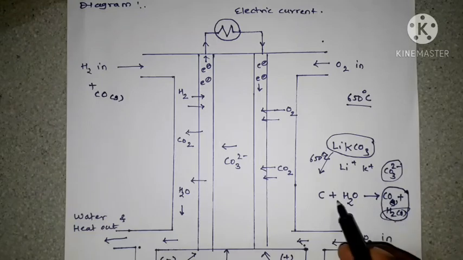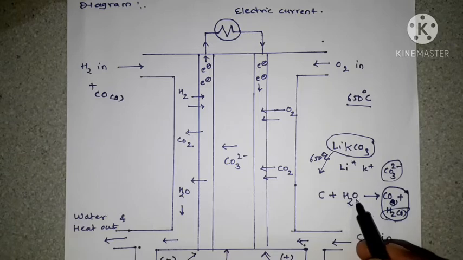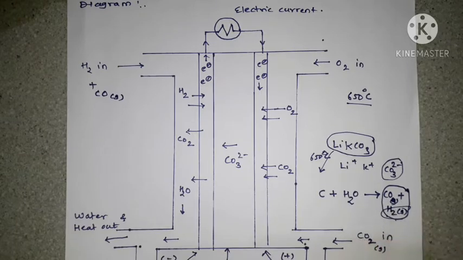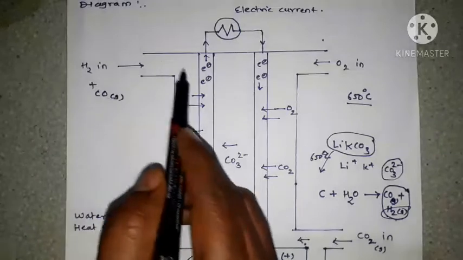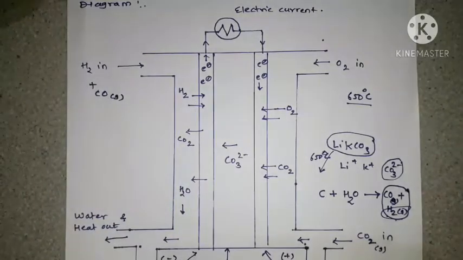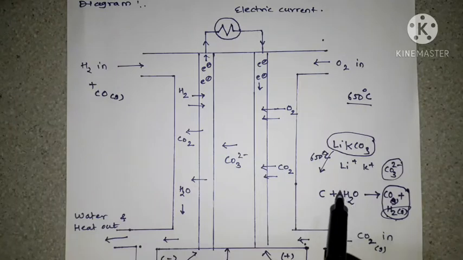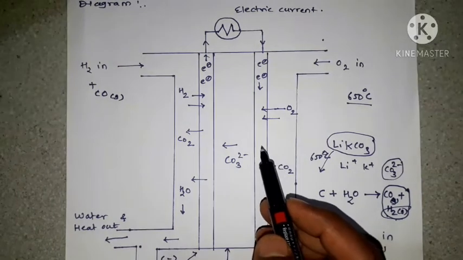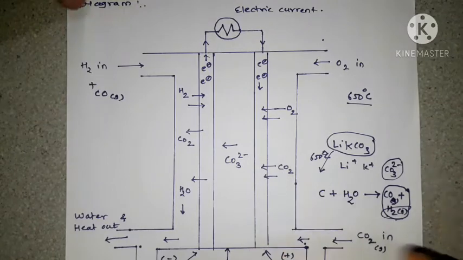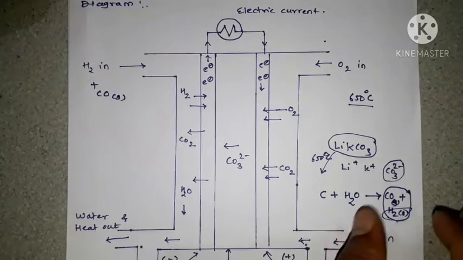When carbon reacts with water, CO plus H2 is formed, so you cannot separate out these two gases. They directly enter the cell setup, at the anode, so both half cell reactions will occur at the anode electrode. Okay, let us see the next point.